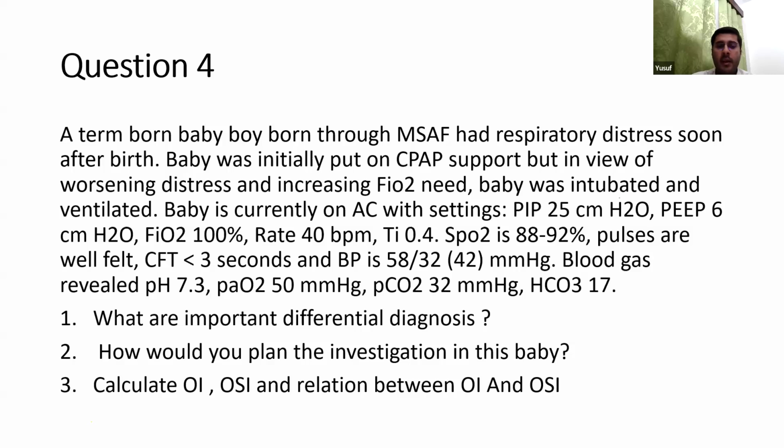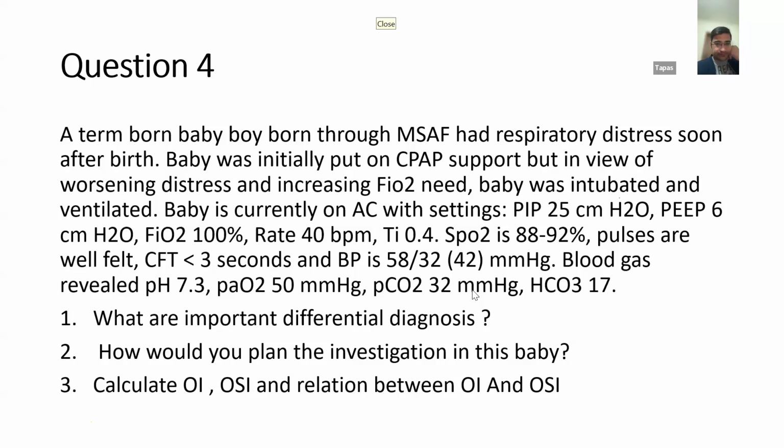Yes, so basically chest X-ray and echo will usually give us a fair idea of the condition we are actually dealing with. You have all the following parameters: the blood gas parameters, the saturations, and the ventilatory settings. So can you calculate the OI? First tell what is OI, then what is OSI, and is there a relationship between the two of them?